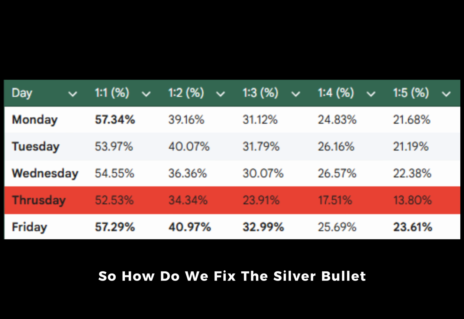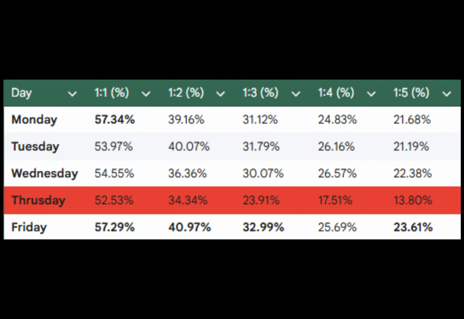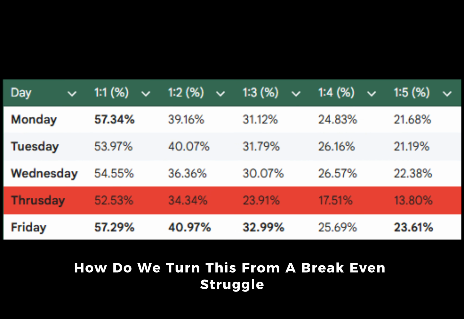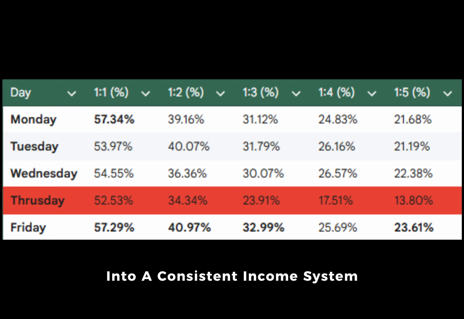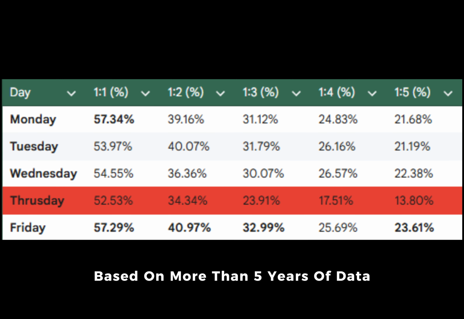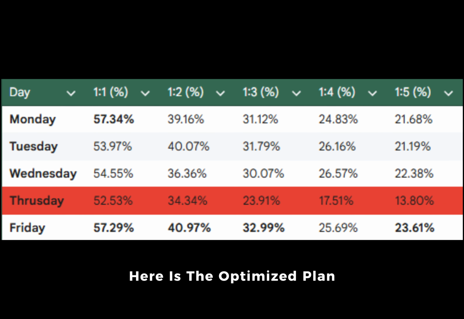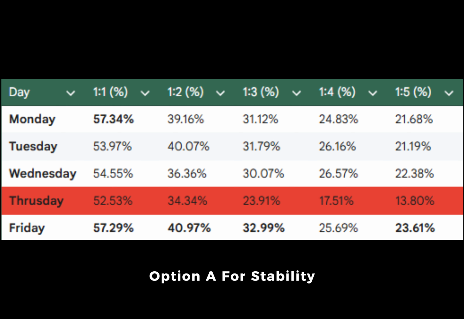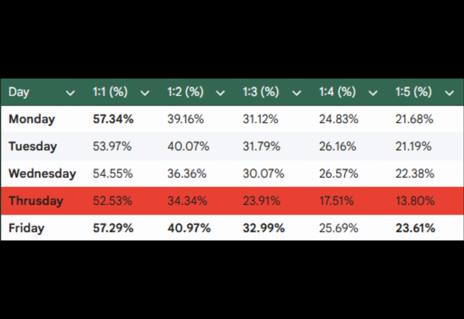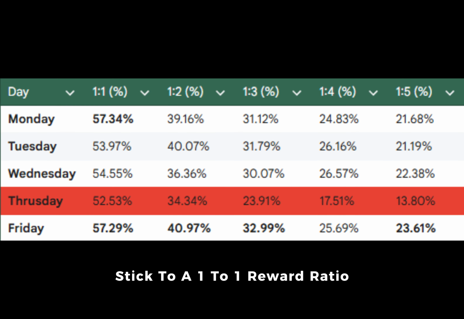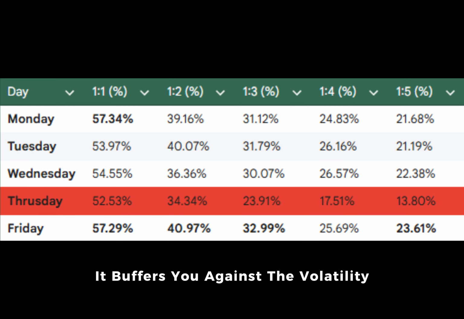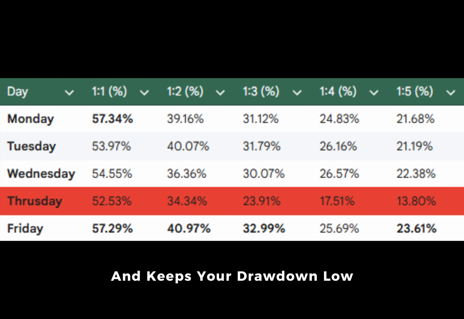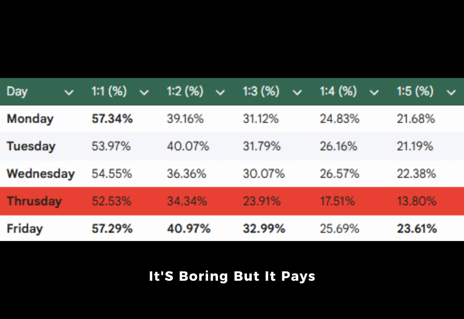So, how do we fix the silver bullet? How do we turn this from a break-even struggle into a consistent income system? Based on more than 5 years of data, here is the optimized plan. Option A for stability. Stick to a 1 to 1 reward ratio. It buffers you against the volatility and keeps your drawdown low. It's boring, but it pays.